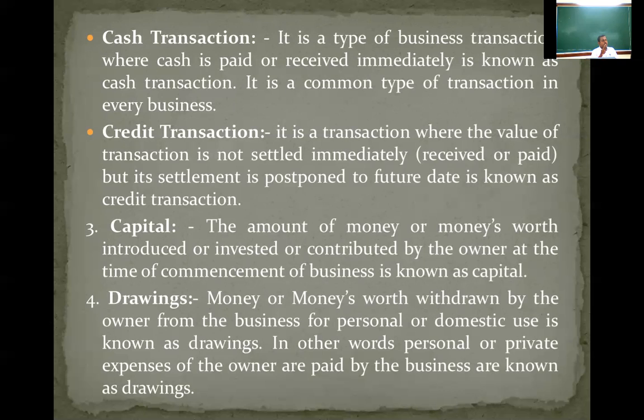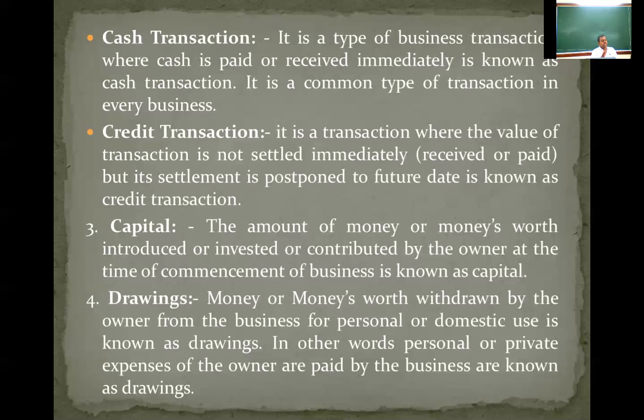Such personal expenditures paid by the business are called drawings. You can take one more example. The owner is having a textile business and he takes some cloth material for his personal use or for his family use. Then you cannot consider it a business transaction. It is completely a private transaction of the owner. Such kinds of transactions are called drawings.